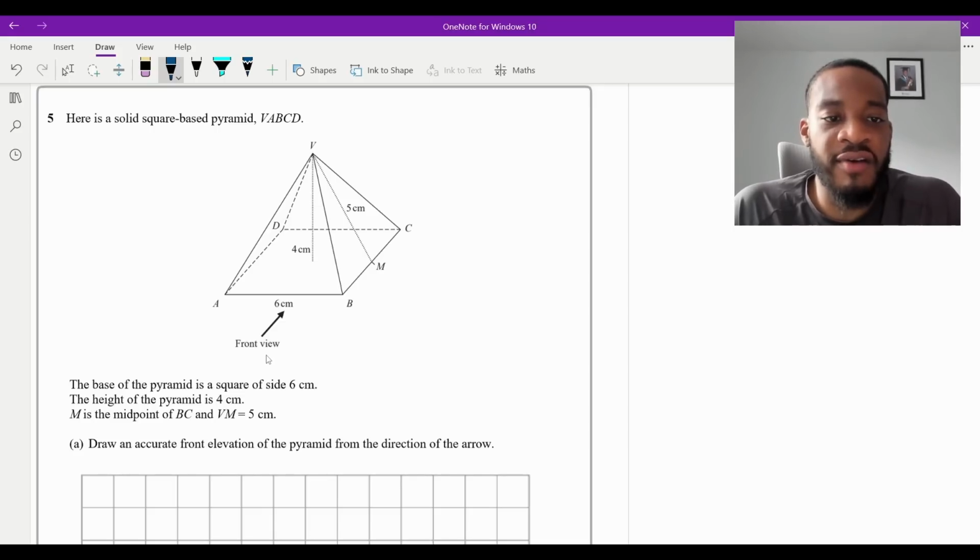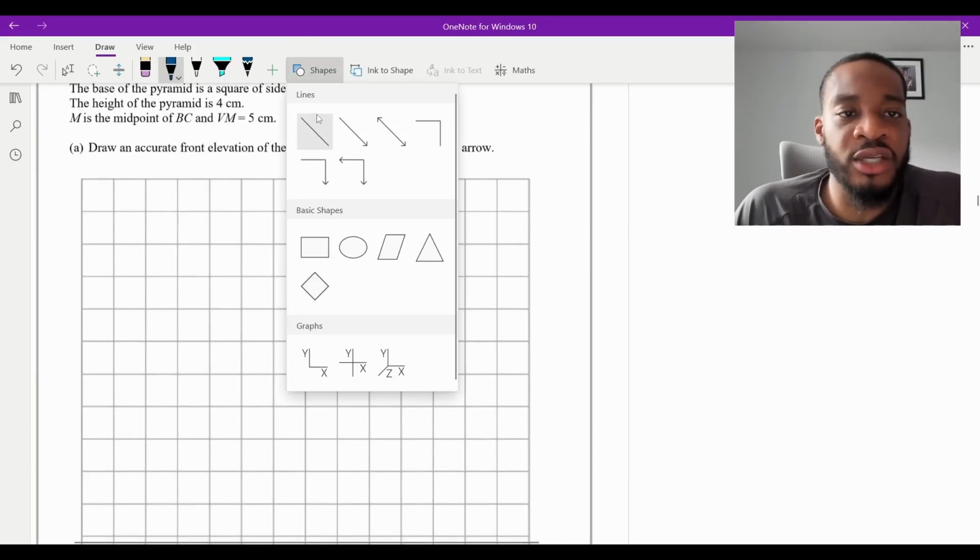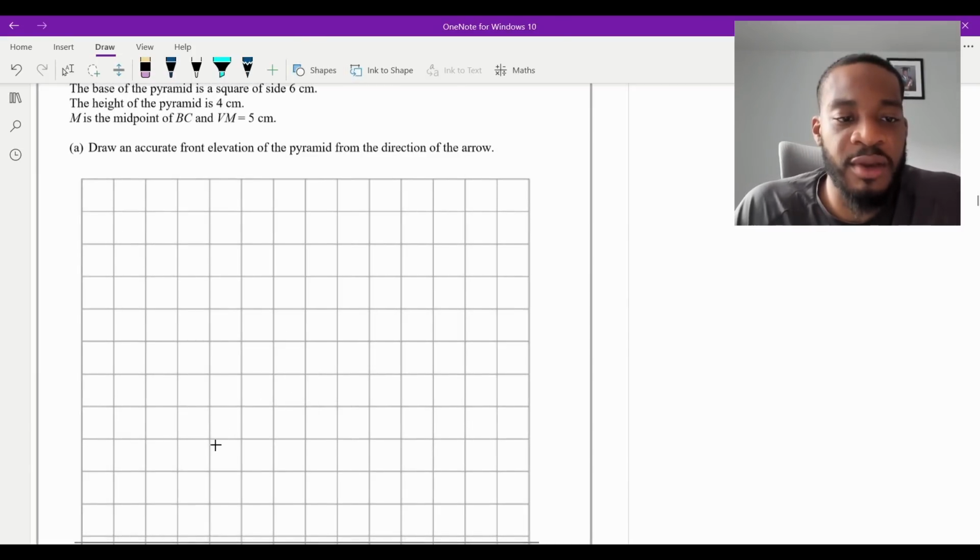So front elevation. So imagine essentially you're just looking at this straight on. What we would have is essentially a triangle, right? And imagine it was 2D. What would the dimensions be? Well, firstly, the base is going to be 6. So all I'm going to do is draw a triangle with a base of 6. Now, let's just say each square is a centimeter. So it would be like this: 1, 2, 3, 4, 5, 6, like that.